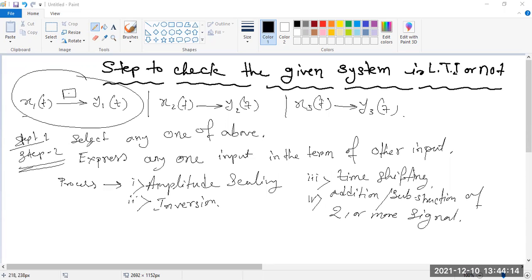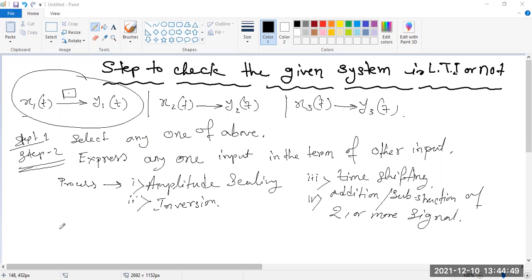First, we have to select any of the above. Say I am selecting this. Then express any one input in terms of the other inputs. The processes you may apply here are amplitude scaling, inversion, time shifting, or addition and subtraction of two or more signals.